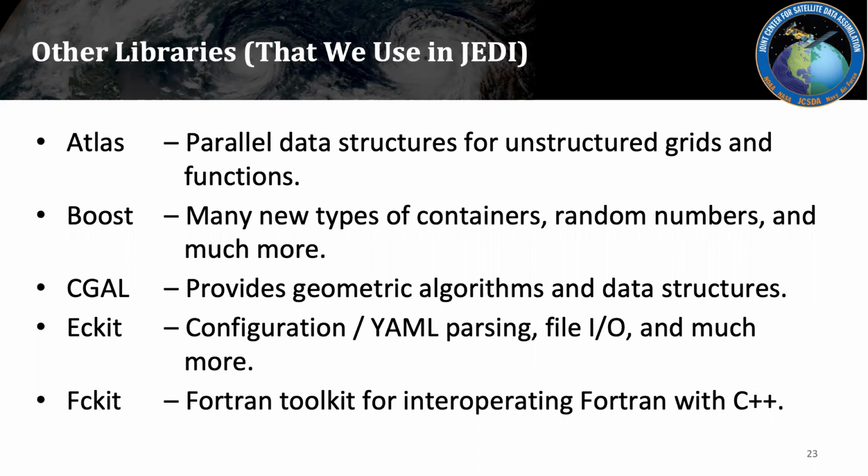FCKit is the library that we're using to bind Fortran and C++ code together, because there are a lot of issues there too, because Fortran and C++ are very different languages. Then there's the Boost library, which adds on a whole bunch of different possible features, and we're using it for deterministic pseudo-random number generation and a few other things.